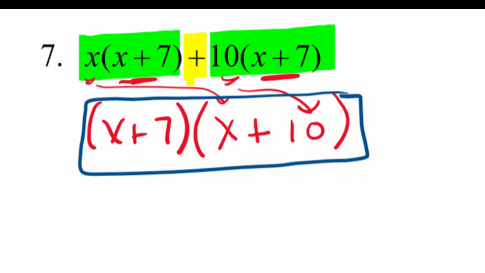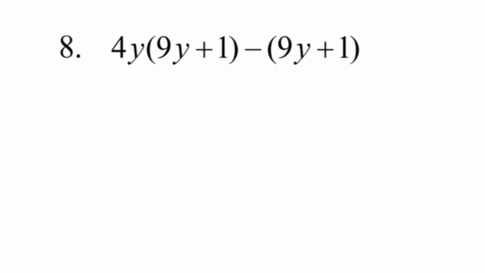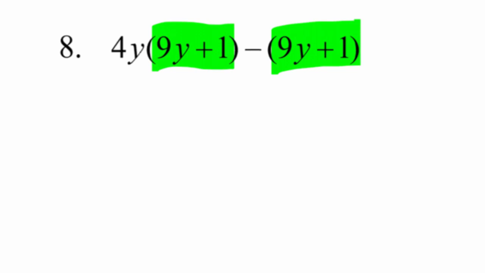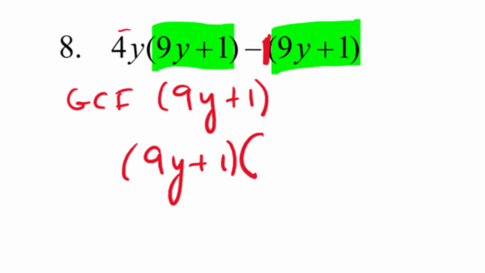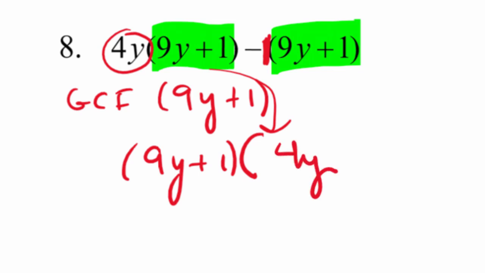Okay, in number 8, we have a similar situation, don't we? We have these two 9y plus 1 that are in common. And then just a note for you, what's hiding here in front of this parentheses? If you said a 1, you're absolutely right. I'm going to write it in because it's going to help us. So the GCF is the 9y plus 1. So we're going to pull that out and then open a parentheses. And that's going to leave us the 4y from the first term because we took out its 9y plus 1. And then minus 1 from the second term as the answer.